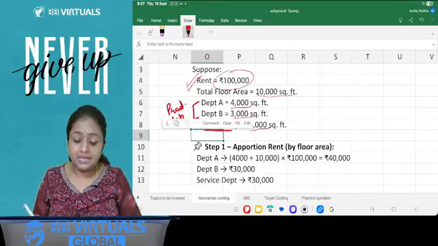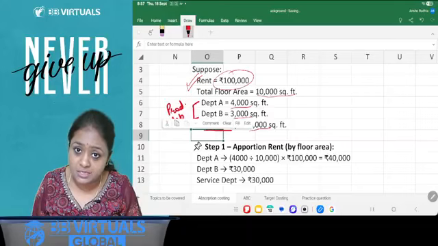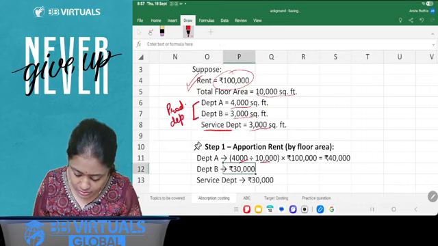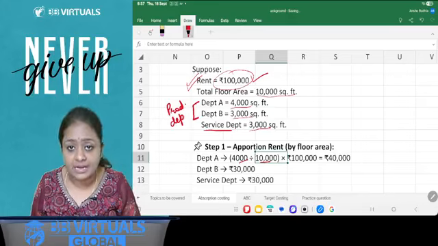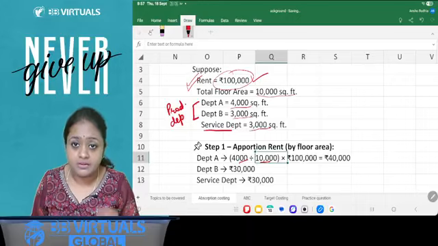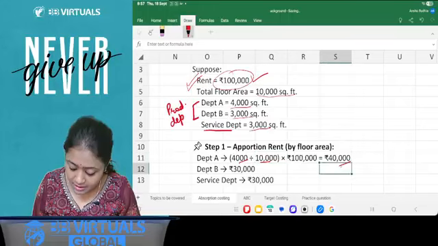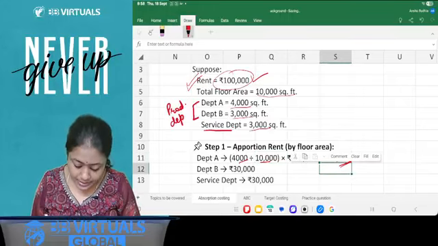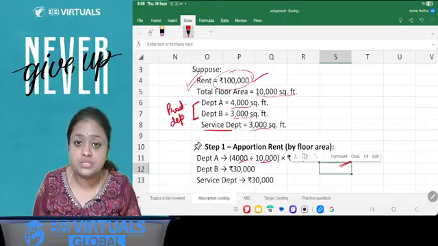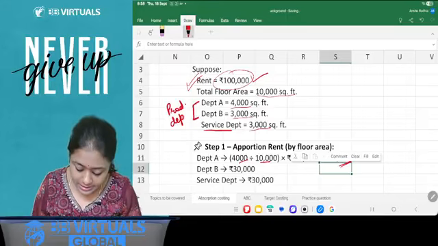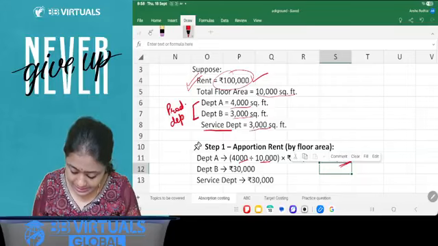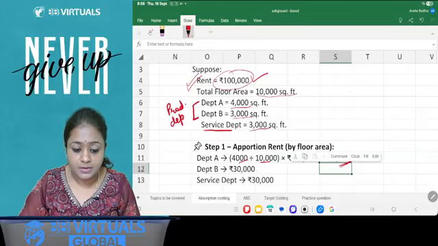Now let's discuss it. Department A is using 4,000 by 10,000 square feet. So it will have an apportionment of 4,000 by 10,000 multiplied by the total overhead 1 lakh. And we get Department A's respective share being 40,000. For Department B, it will be 30,000. How? Again, let's repeat. 3,000 divided by 10,000, that is the proportionate area, multiplied by 1 lakh, and we get 30,000.